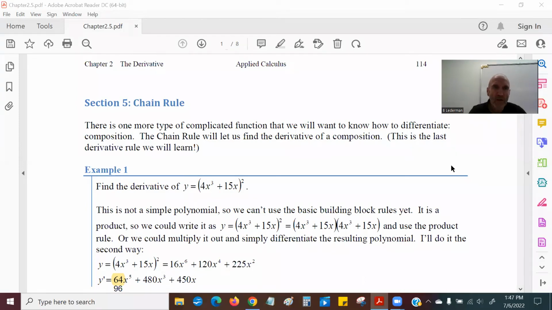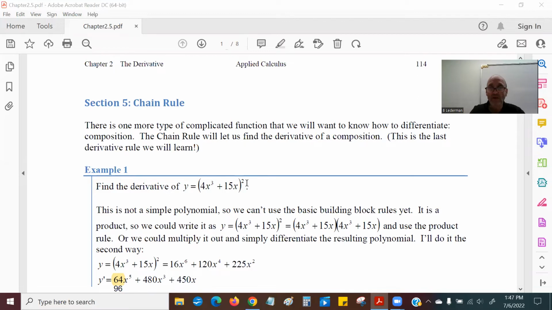Hi, everybody. We're starting section 2.5, the chain rule. Extremely important rule. And I want to give you a little motivation here. So find the derivative of y is equal to (4x cubed plus 15x) to the second power.